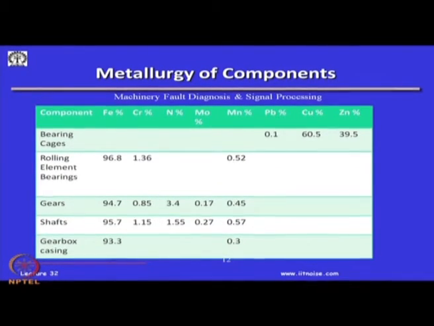And usually, this is the composition of the components which are there in the machinery. One is iron, chromium, nitrogen, molybdenum, manganese, lead, copper, zinc. Usually bearing cages have high copper and zinc, as you can see. If you have rolling element bearings, it is high iron; gears very much iron, shafts iron, gearbox casings. So, sometimes you will see this manganese, etc. And this kind of metallurgy is only available by doing a spectroscopy of a sample.